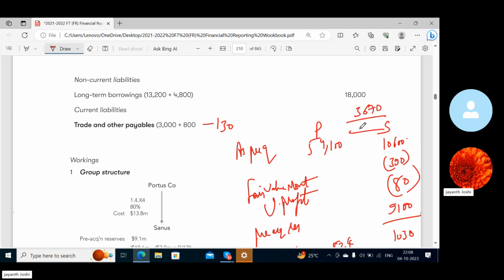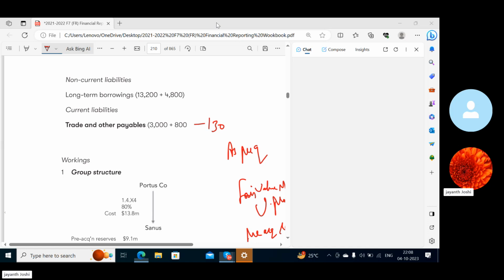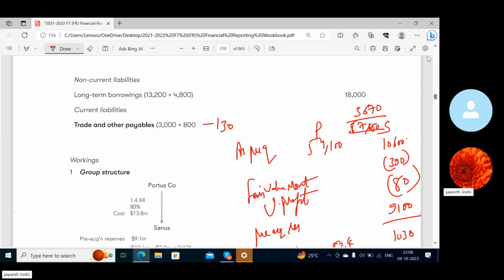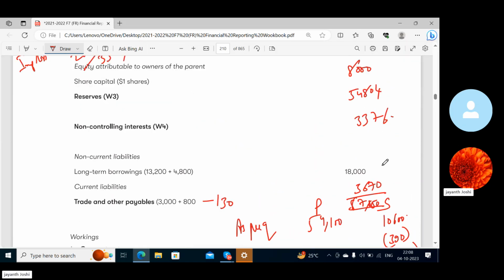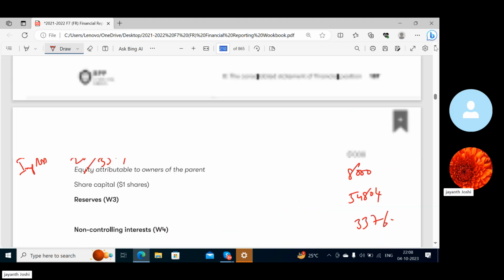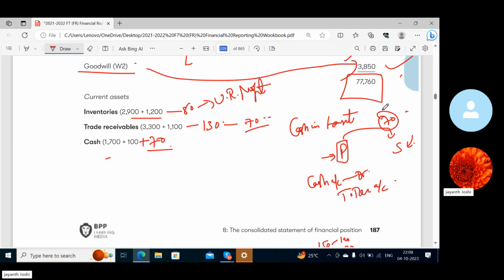So your balance sheet, if you do the equity and liabilities total, it will be 87,850. And on the asset side also, every adjustment is done. Long term, it is 18,000. And this is 3,670 I have taken. This is the total I have taken. Asset side total is how much? 87,850. Okay. Now you can check this out.